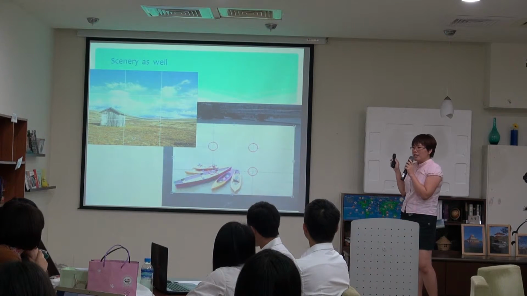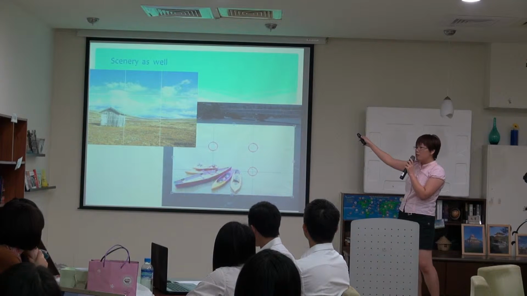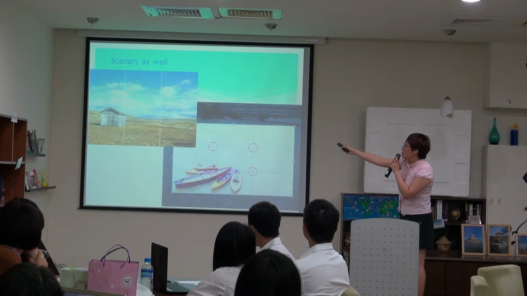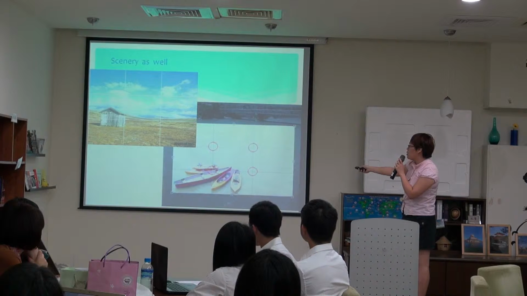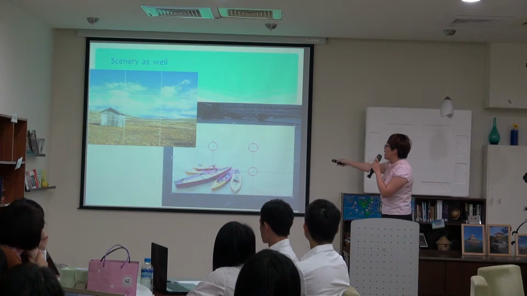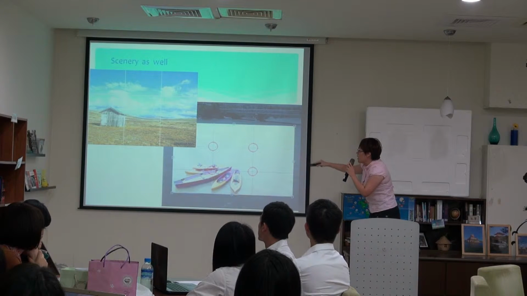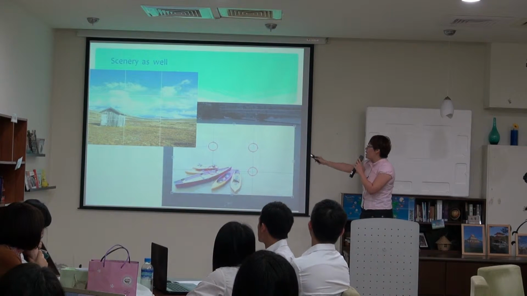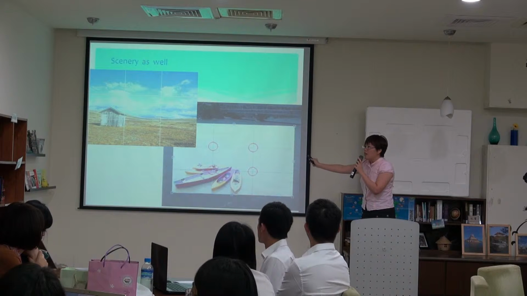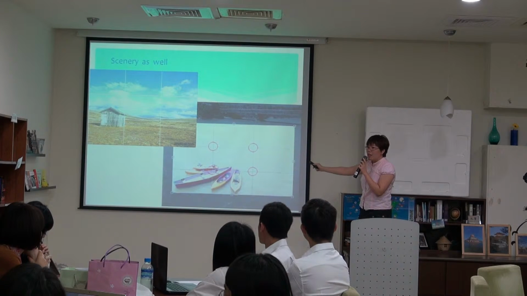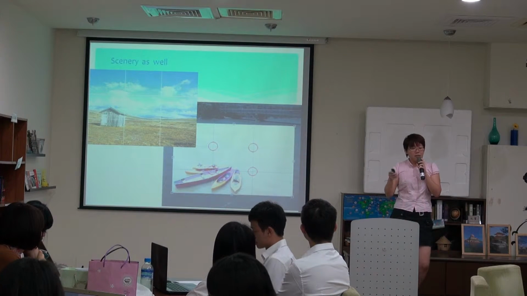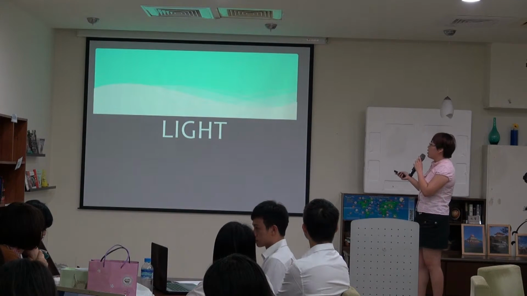And not only the subject, but the scenery as well. You see, the little houses and the boats, they are all on the spot. You see, this photo, we've got to cut it into a square to let both get into that golden ratio spot that will make it perfect. And now we'll move on to the light.